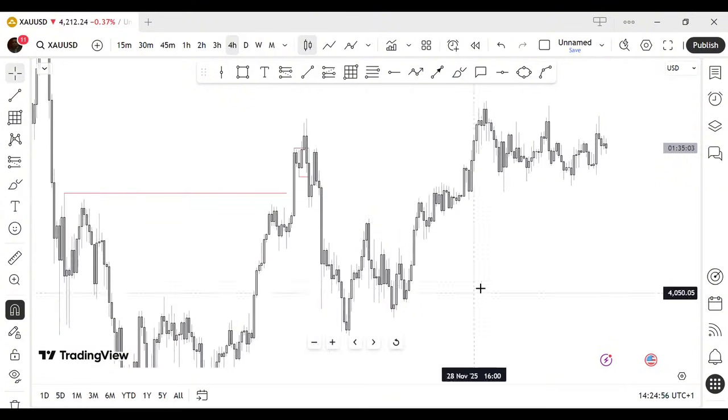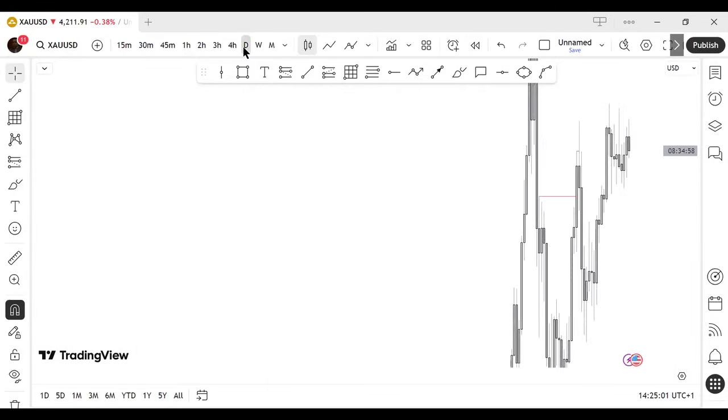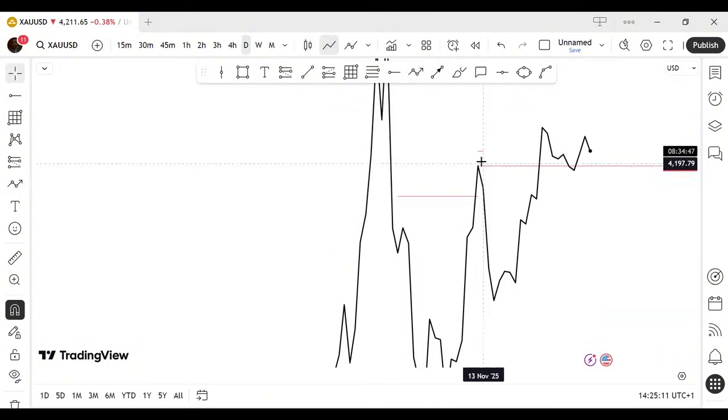You can see very clearly that after having this sweep and break on the H4 time frame, if I come to my daily time frame to refine my key level, you can see that on my daily time frame, we had this A-shaped key level standing here. If you go to your line chart, you see very clearly an A-shaped key level standing there for the daily time frame.